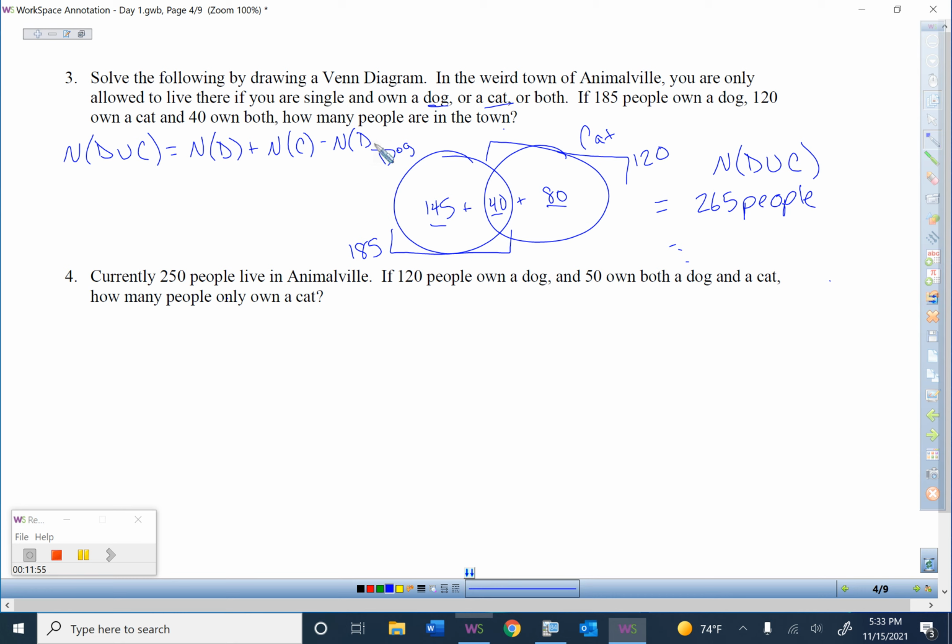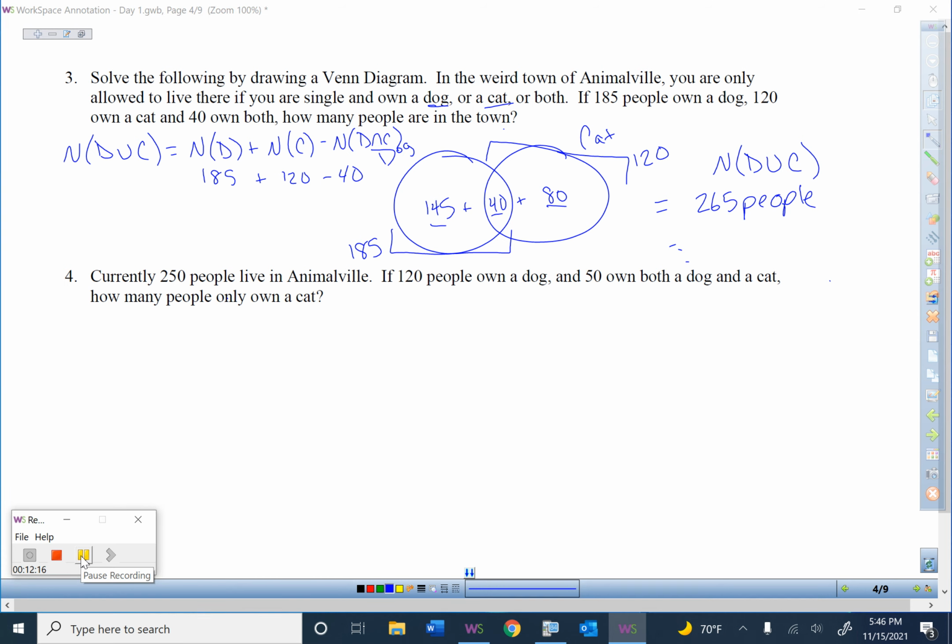So for us, with numbers here, that looks like take the 185 you were given, take the 120 you were given, but subtract off 40 because you counted that 40 in both of those and you didn't want to. Okay, still coming up with the same answer. Okay, just wanted to show you there is another way to do that using your formula.